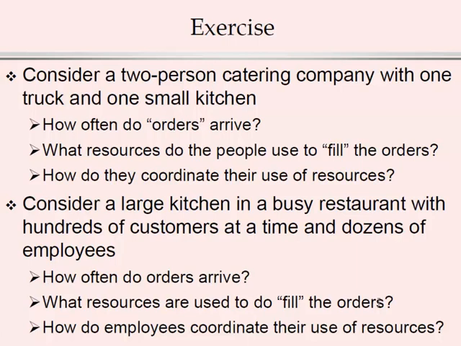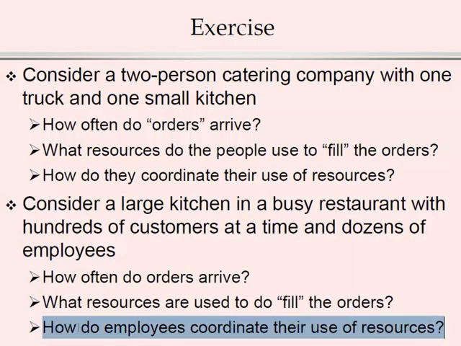What resources are used to fill the orders? Well, back in the 2-person kitchen we had 2 people. Now we've got 24 people. We've got lots of ovens, lots of counter space, lots of burners, lots of pots, lots of pans, and so on and so forth. So clearly the number of resources, both labor and otherwise, is substantially larger. How do the employees coordinate their use of resources?